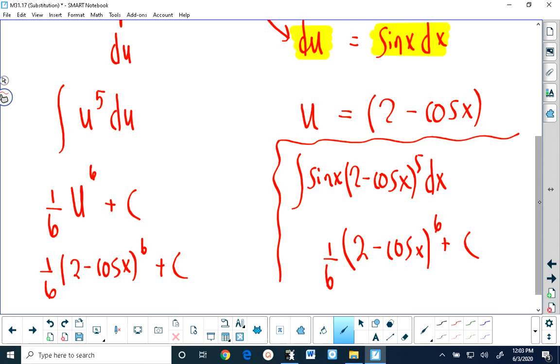And for that reason, many of you will be able to integrate most of the problems in this section without actually using substitution. You'll just use what I would call inspection or trial and error. Anyway, let's try another one.